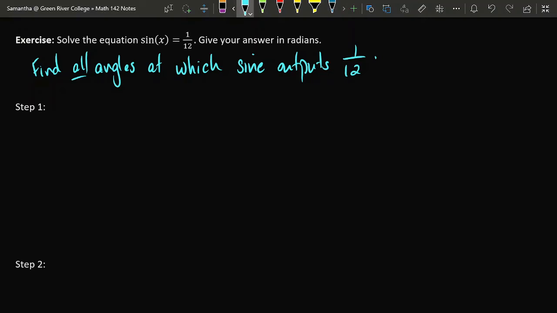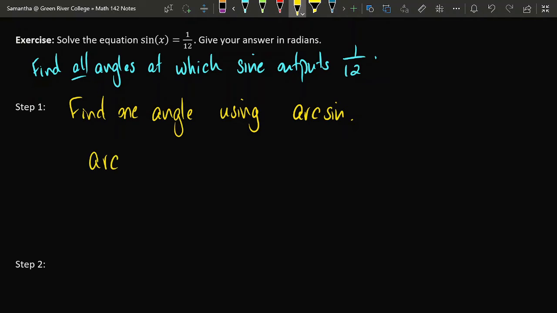So step number 1, to get started on this problem, I'm going to use the inverse sine function to help me to find one angle at which sine outputs 1/12. Because the y-coordinate of 1 over 12 does not appear on the unit circle, this is something that we're going to do by calculator. Find one angle using arcsine. So let's find the angle that is equal to arcsine of 1 over 12.